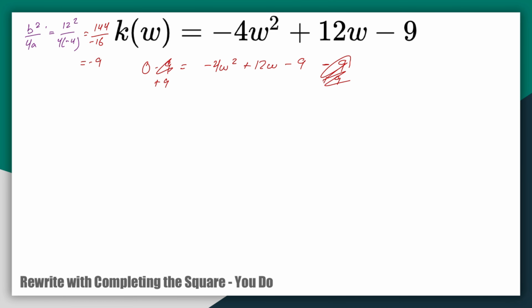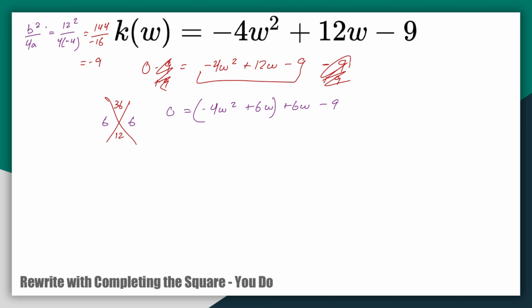Those cancel, and we're left right back with our original problem. So we know we already have a perfect square trinomial, which is awesome. So let's just go right into figuring that out. We're going to use our x factor. Negative 4 times negative 9 is positive 36 over 12. And so 6 times 6 is 36, 6 plus 6 is 12. So we're going to have negative 4w squared plus 6w minus 9 is equal to 0.